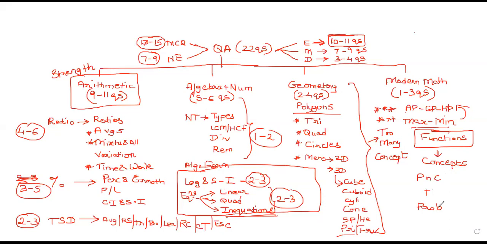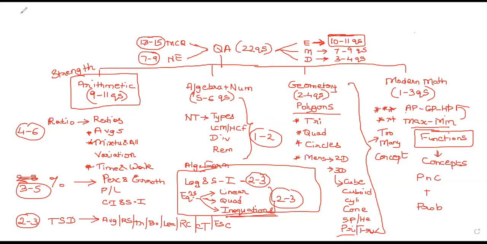Lastly, when we come to PNC, as I explained earlier, PNC, apart from its importance in quant, also has an importance in the DILR section in areas like critical path, games and where there are question types which require knowledge of the basics of permutations and combinations. So these are all the key areas that you need to prepare for when you are looking at the quant section. Now, why did I give you the relative importance here?